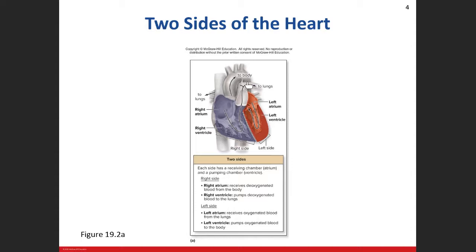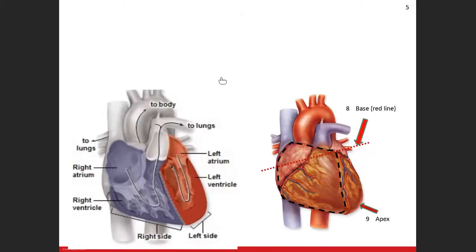Then that blood leaves the lungs and returns to the left side of the heart, enters into the left atrium, moves down into the left ventricle, and the left ventricle pumps it out through the aorta. It goes out to your body. This is just another picture just to kind of show you. Good so far?